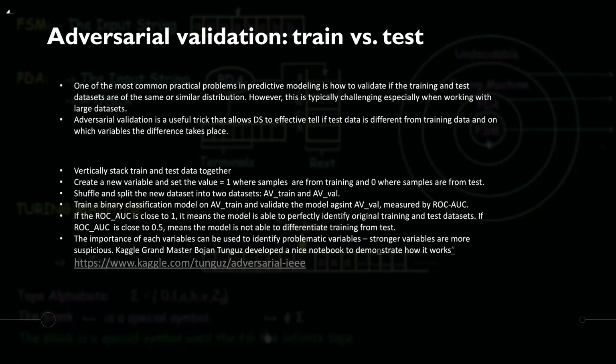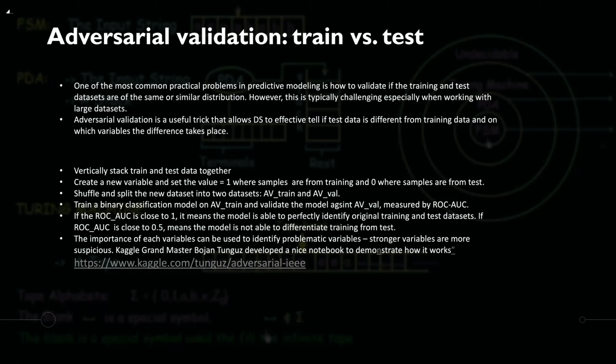The next thing to do is train a binary classification model against the AV train data set, and validate the results against the AV validation. Then take a look at the AUC-ROC score. If the AUC-ROC score is close to 1, what does that mean? The model is able to perfectly differentiate the training data from the test data, right? Make sense?